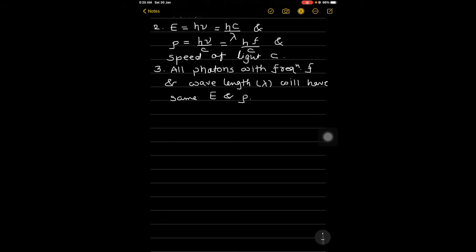So we can say that photon energy is independent of intensity of light.